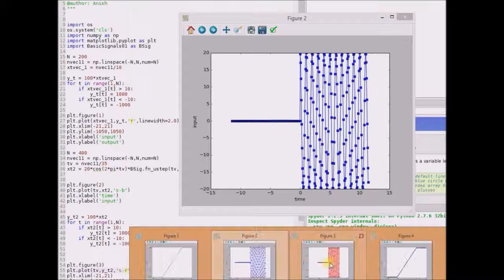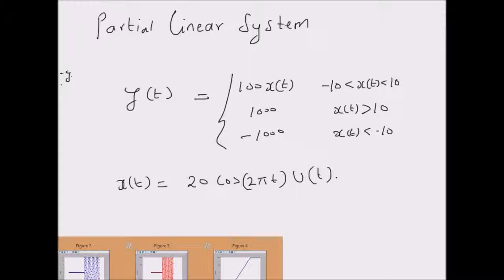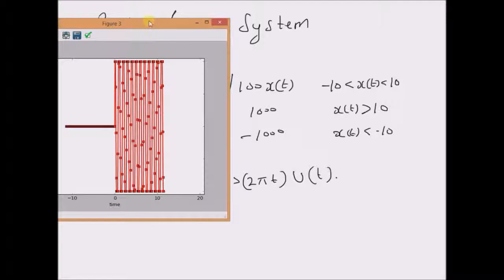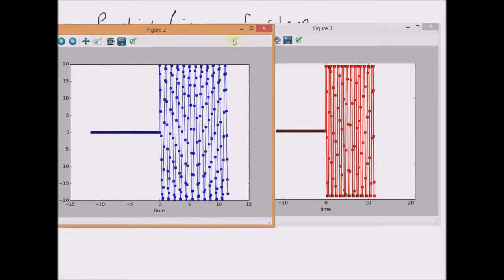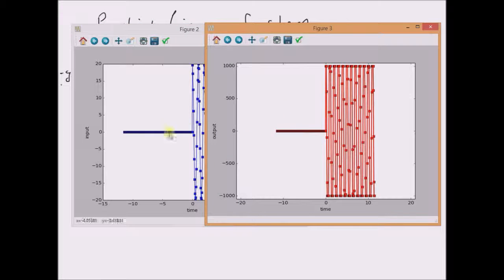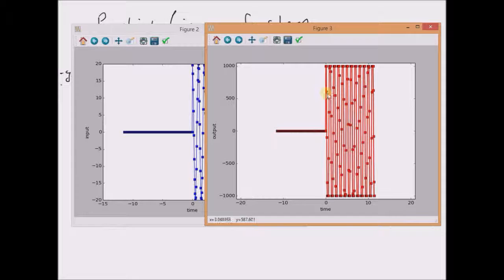And the corresponding output can be seen as follows. For the system defined here, the corresponding output for a cosine multiplied by unit step signal is given by this plot. We can see that the structure of the signal is similar to the input signal. The structure of the output basically matches that of the input, but only its amplitude changes. However, for values of the input greater than 10 and less than -10, the output basically gets to a constant value of 1000 and -1000 respectively.